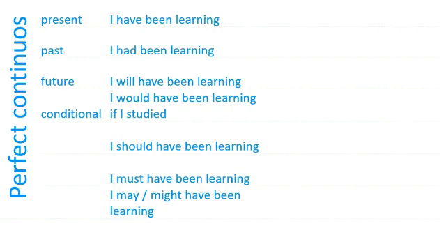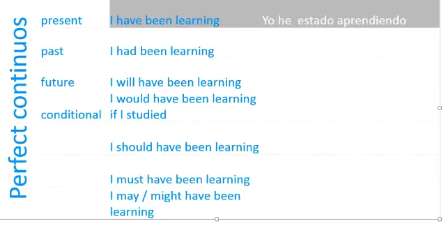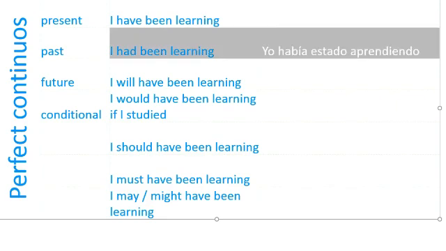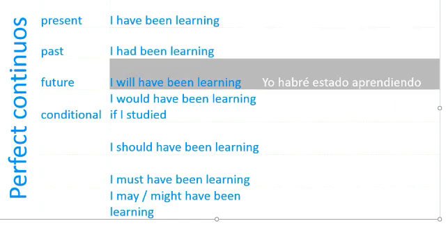Perfect continuous. I have been learning. Yo he estado aprendiendo. Past. I had been learning. Yo había estado aprendiendo. Future. I will have been learning. Yo habré estado aprendiendo.